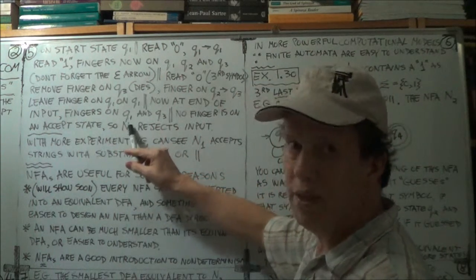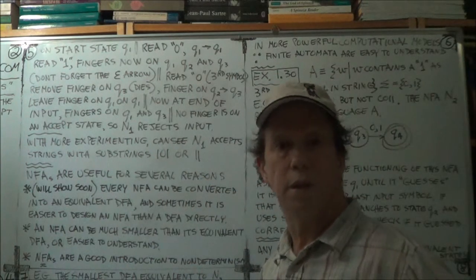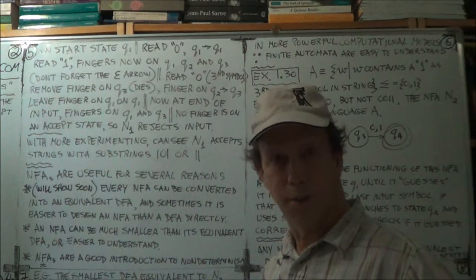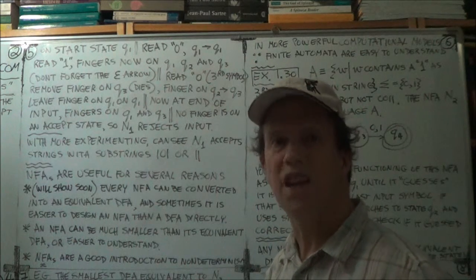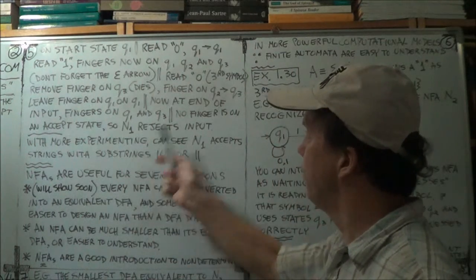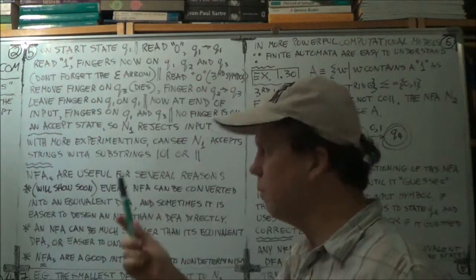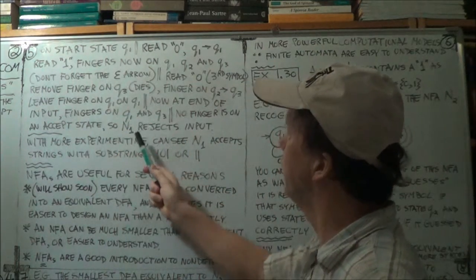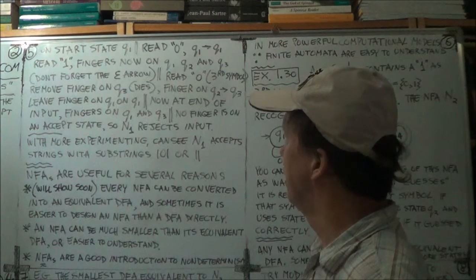You've got fingers or pins on Q1 and Q3, but neither of those is an accept state, right? The only accept state for the NFA is Q4. Okay, therefore all those branches reject. So this N1 NFA rejects the input.